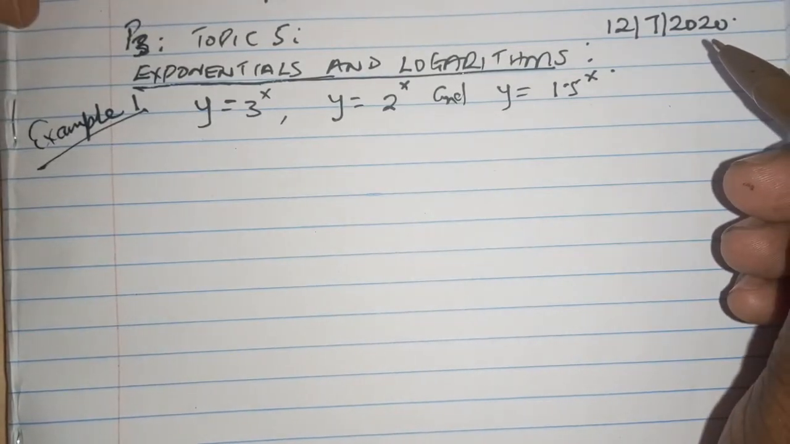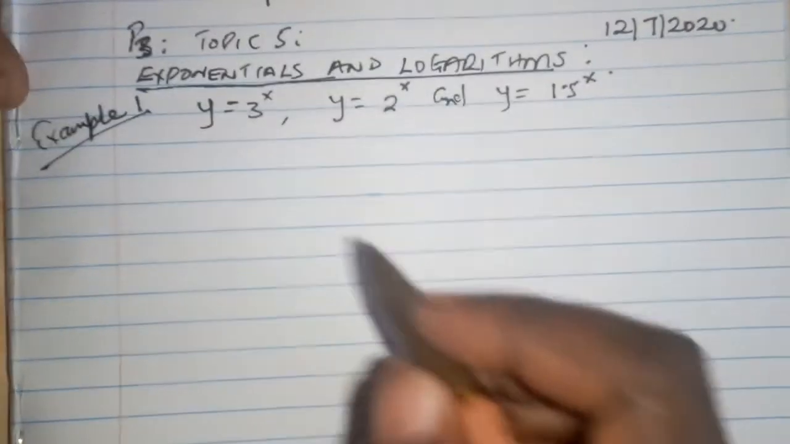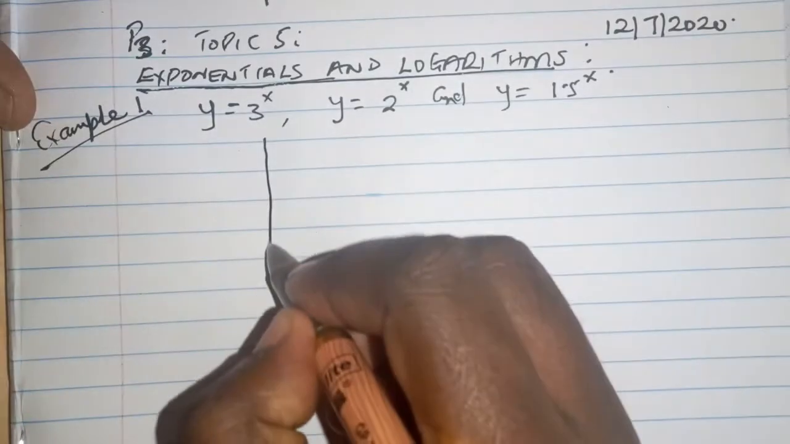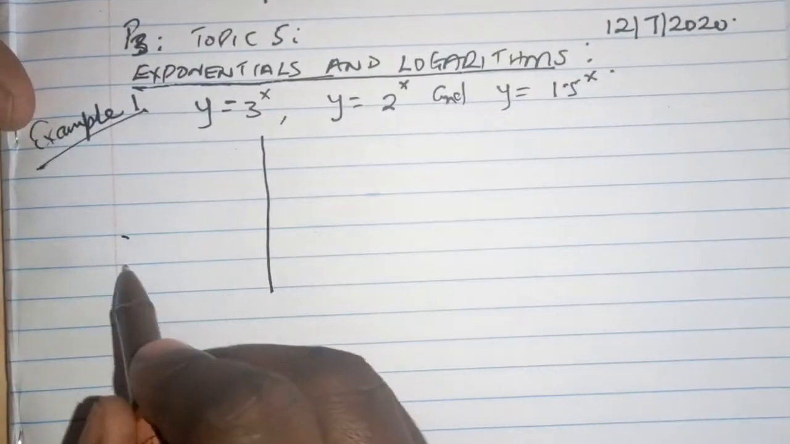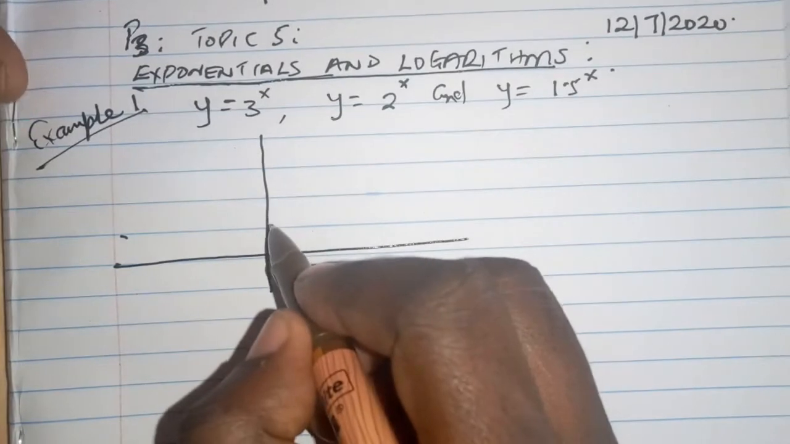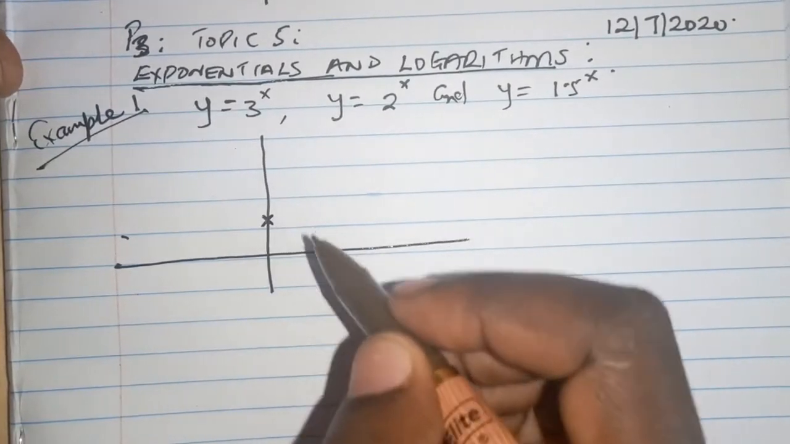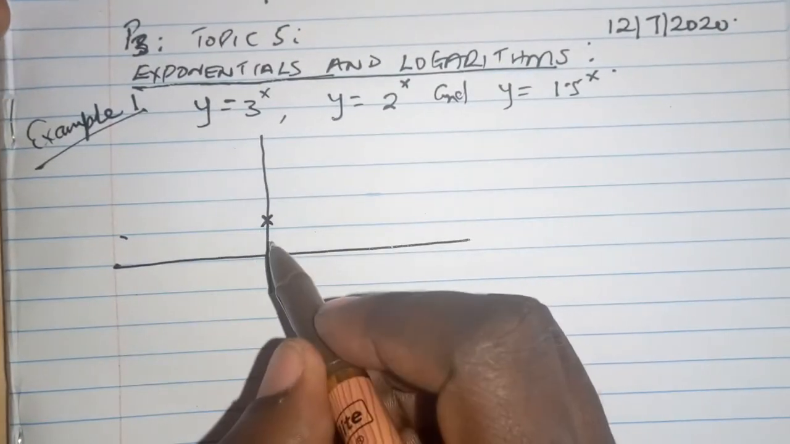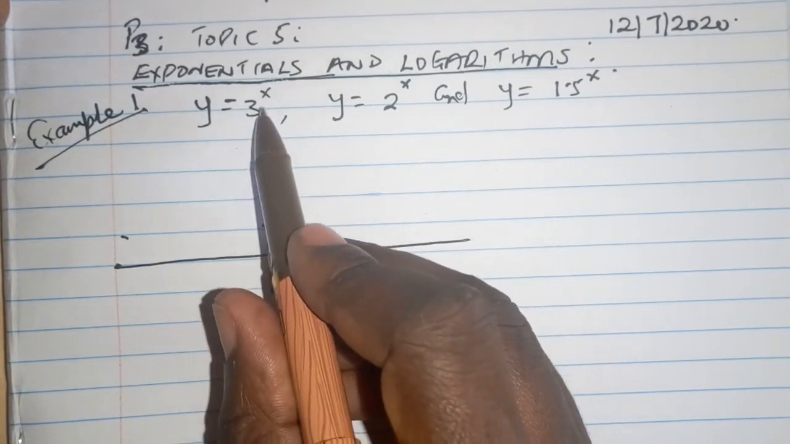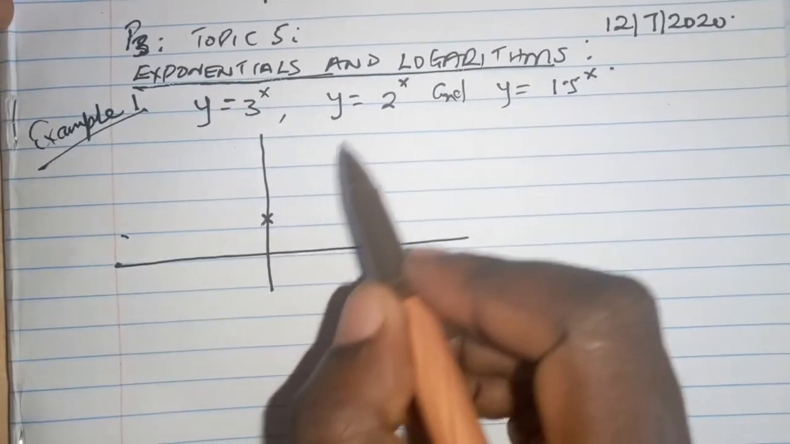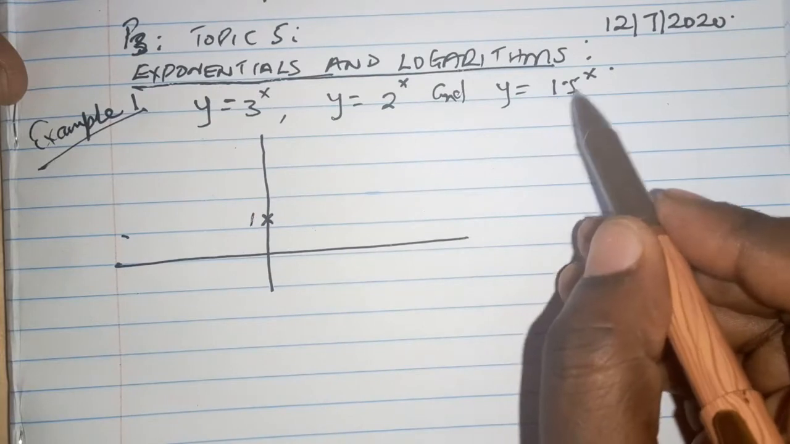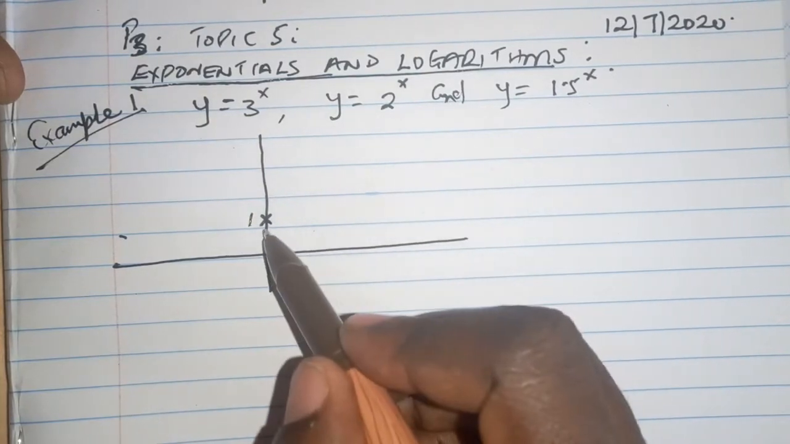But I would want to say something about these graphs that we have seen. We have seen that all exponential graphs pass through the point (0, 1). Why are we saying that? Because when 3 is raised to power 0, it is 1. When 2 is raised to power 0, it becomes 1. When 1.5 is raised to power 0, again, it is 1.